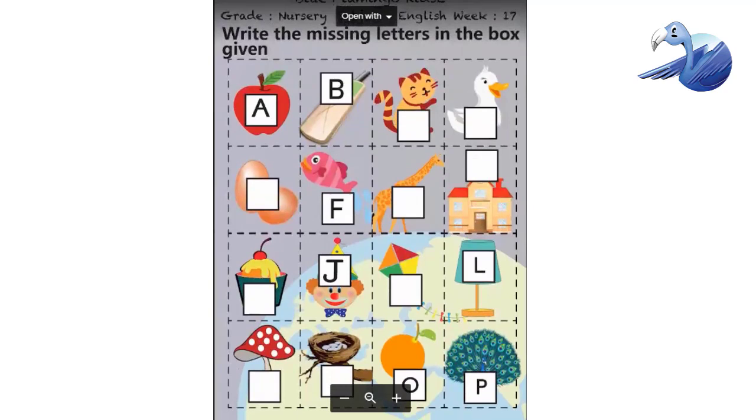the picture and word with me. Just give me 1 minute. Students, please don't write anything. Now everyone read with me. A apple. A apple.